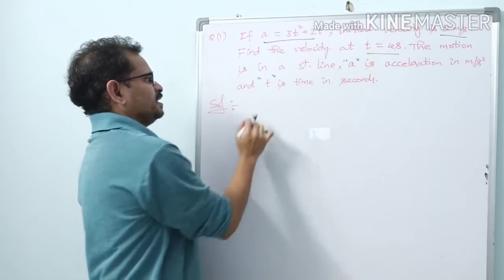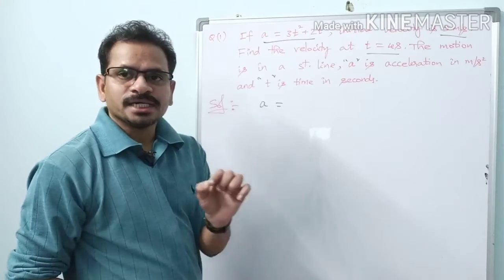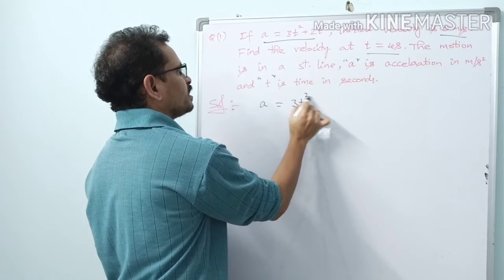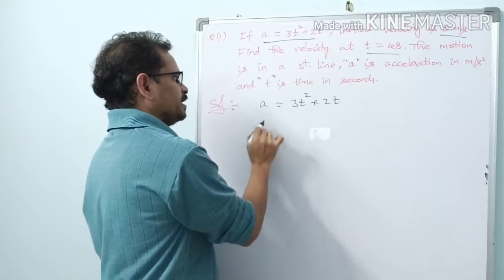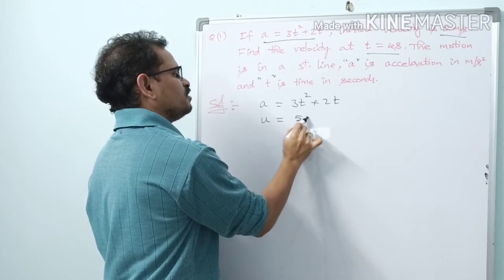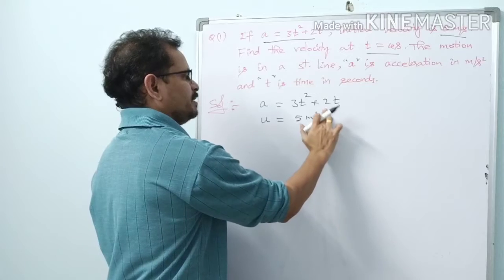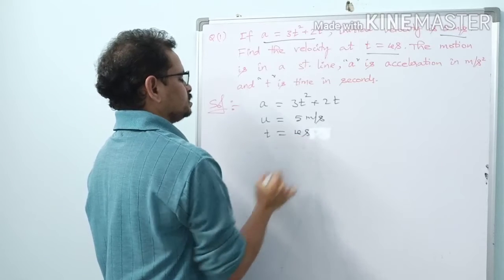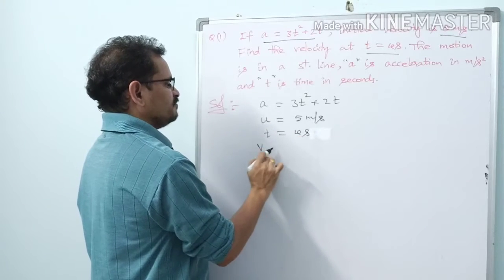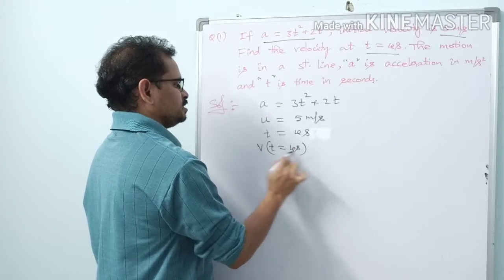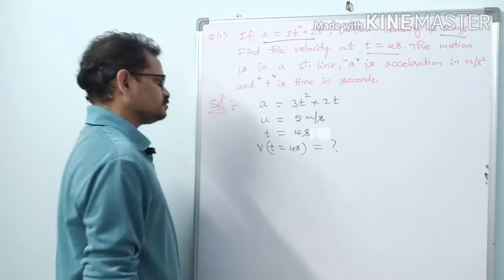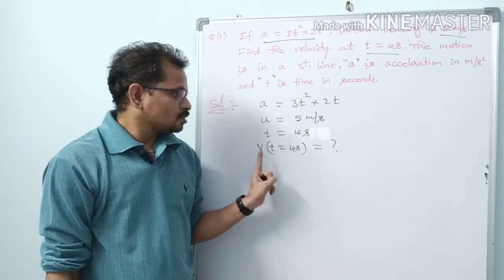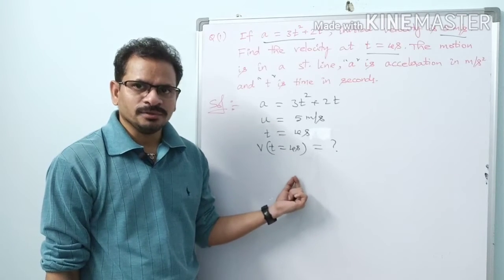So what is given? Acceleration a is given as a function of time t, a equal to 3t square plus 2t, and initial velocity u is equal to 5 meter per second. And we have to find the velocity at time t equal to 4 seconds. Velocity when t equal to 4 seconds equals how much? We have to find this velocity now. What we have to find here is the instantaneous velocity.